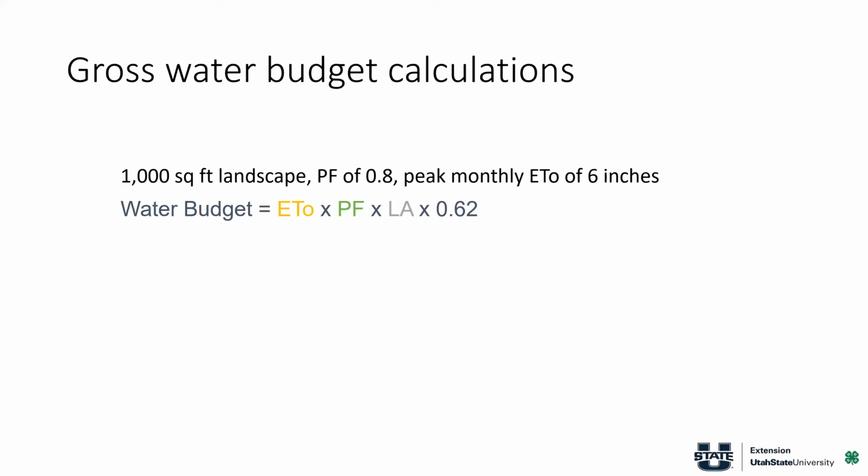So let's do this very simple calculation. Say we have 1,000 square feet of landscape. We have plant factor of 0.8, peak monthly ET of 6 inches. What would be the water budget for this landscape? Can anyone write the answer here in the chat? I will give you two minutes or until we get the first answer. And I will also do it with you all. So the landscape area is 1,000 square feet. ETO is 6.